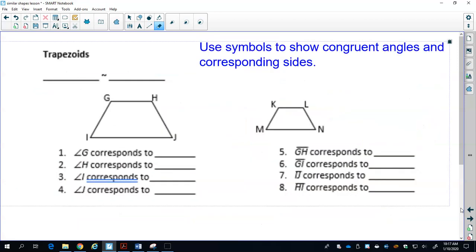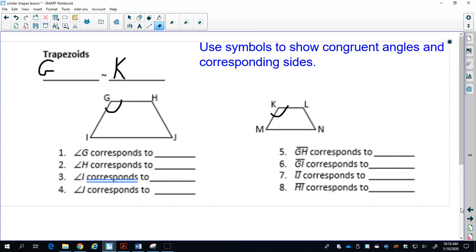All right, let's look at the trapezoids. Same thing. Now, this time it doesn't tell us the letters, so we're going to determine that together. So what I'm going to use are my symbols. I'm going to take G. I know G goes with what? G corresponds to what? K. So I'm going to write my G over here and my K over here.